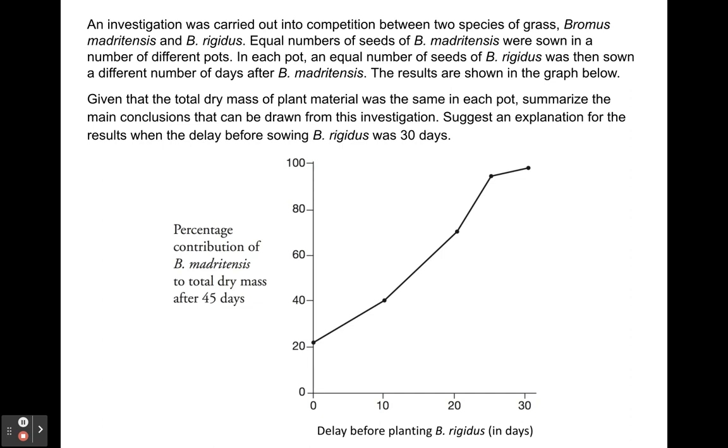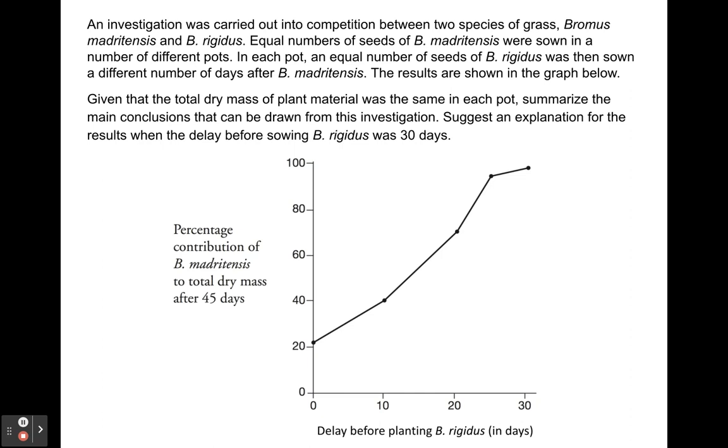I'm going to quickly read the question, and then we'll stop and give you a chance to analyze it. So an investigation was carried out into the competition between two species of grass, Bromus madritensis and Bromus rigidus. Equal numbers of seeds of Bromus madritensis were sown in a number of different pots. In each pot, an equal number of seeds of rigidus was then sown a different number of days after madritensis. The results are shown in the graph below.